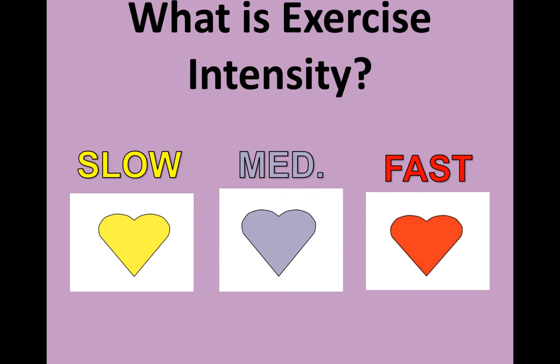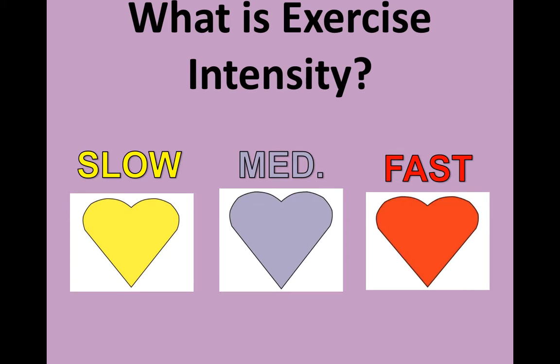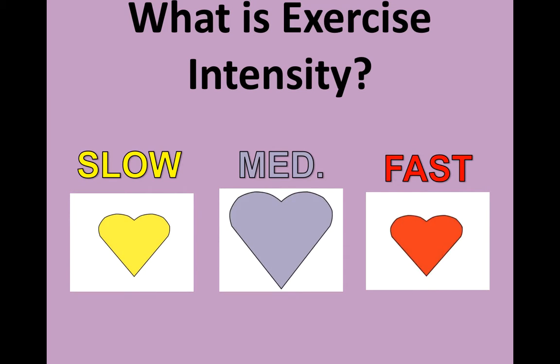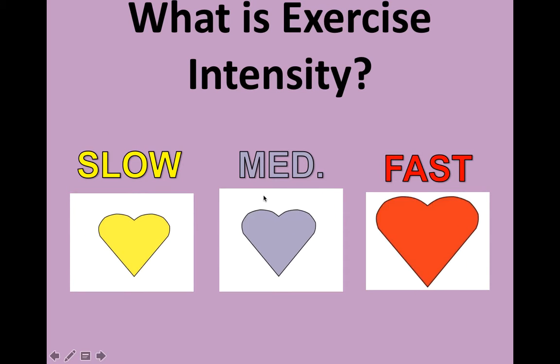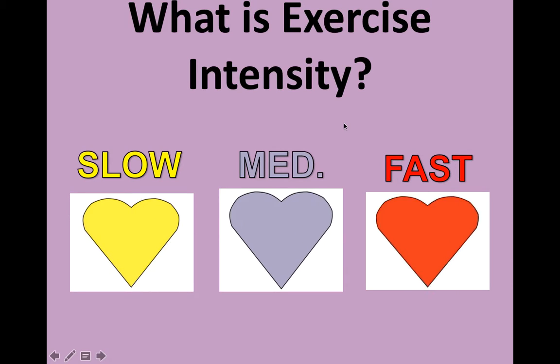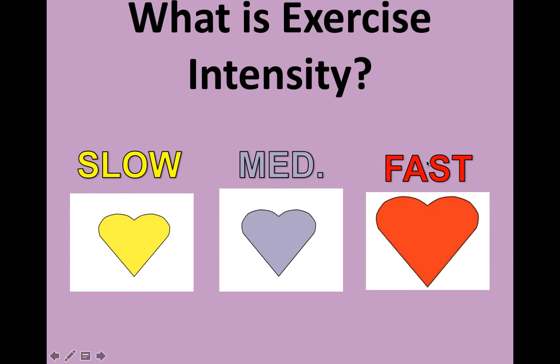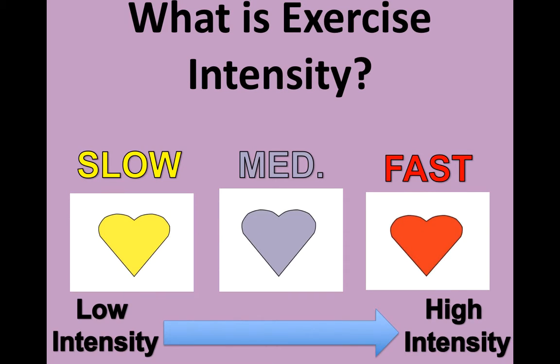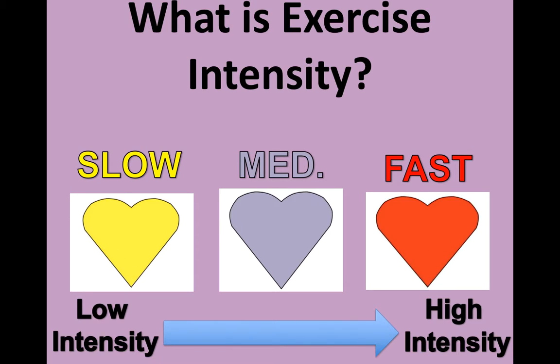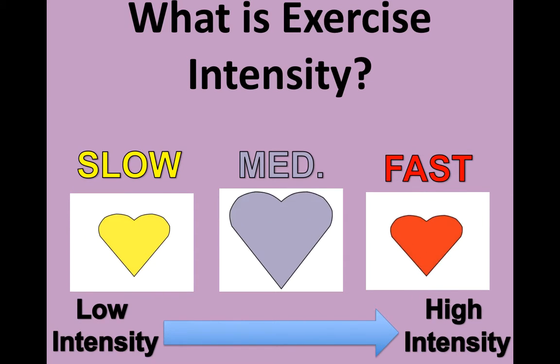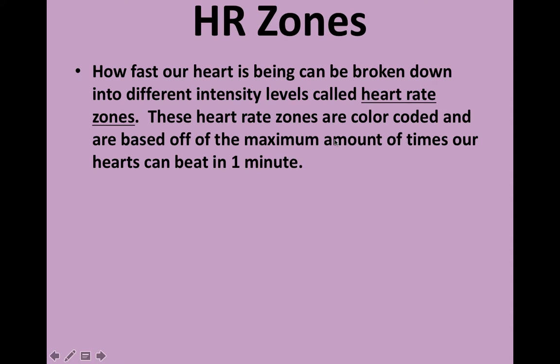Those are the flexibility activities. We talked about how muscular endurance and muscular strength activities increase our heart rate a little bit more, to that medium speed that you see here. And then we also talked about how different cardiorespiratory endurance activities tend to raise our heart rate the most, getting it beating the fastest. Now we can use that information to relate it to intensity. So the slower your heartbeat, the lower the intensity. The faster your heartbeat, the higher the intensity. And we use that continuum on the bottom to illustrate that concept.